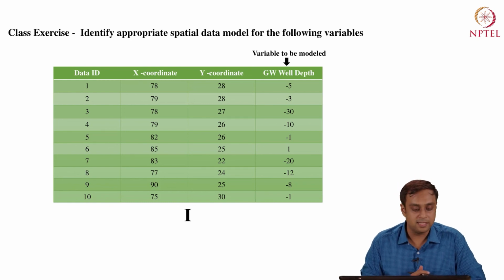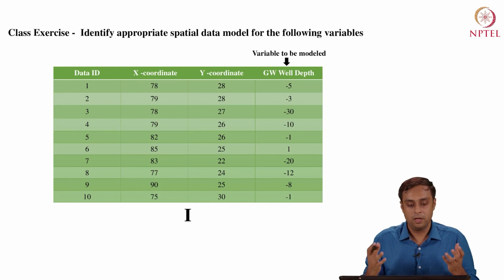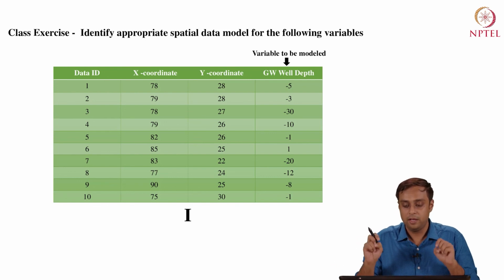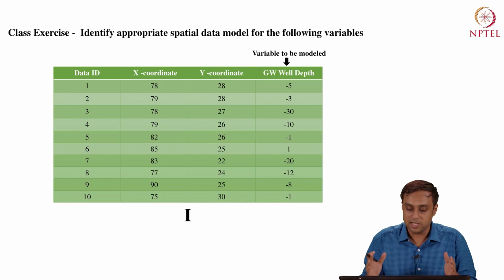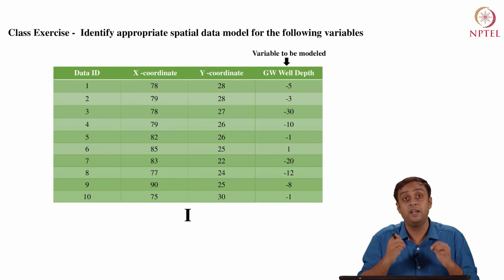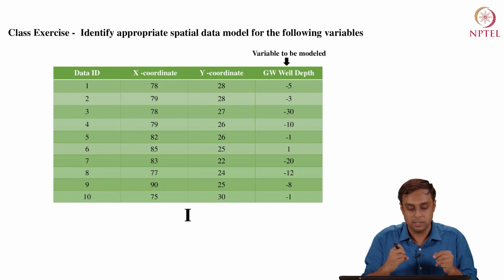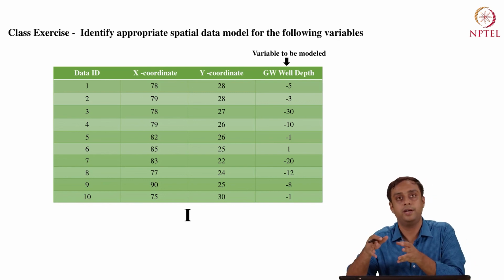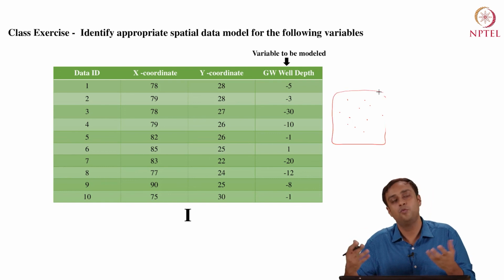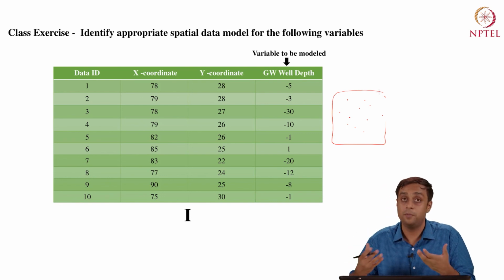So as a last item in this class, I want you to identify the appropriate spatial data model for the following variables of interest. In the first, I have a groundwater level depth given at 10 different locations. At all given locations, I have an x coordinate and a y coordinate. I have 10 locations in all, so I will have some kind of a domain. I want to ask you what kind of spatial data model you will be able to put on it.